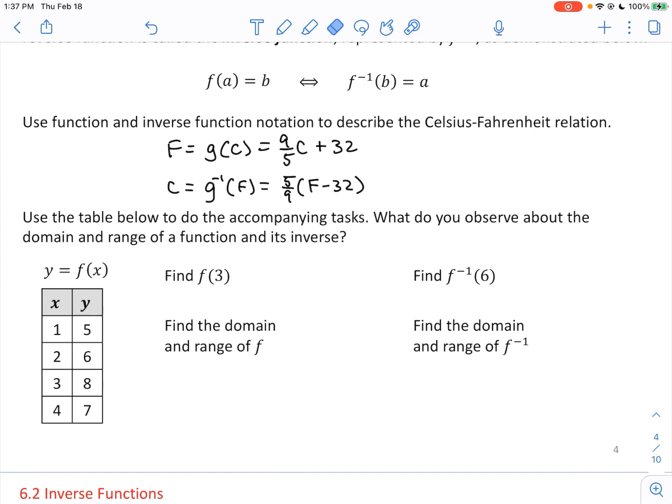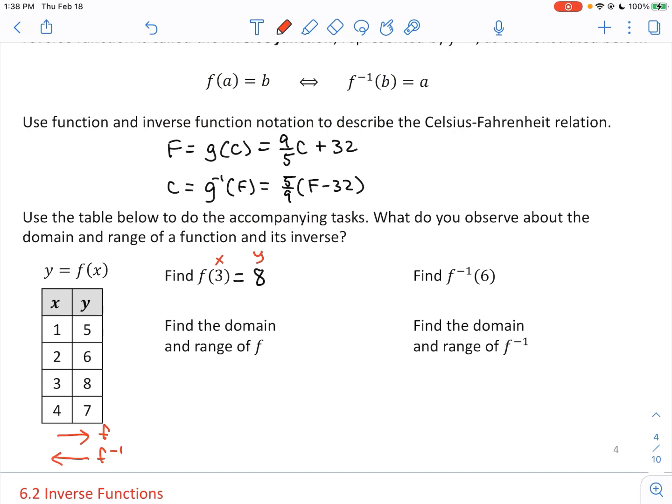Use the table below to do the accompanying tasks. What do you observe about the domain and range of a function and its inverse? Find f of 3. So in this table, y is equal to f of x. So this tells me that to go from x to y is f, but to go backwards will be f inverse. So when you see f of 3, this 3 should be interpreted as an x coordinate. So we want to use this row of data right here. f turns 3 into 8, and that 8 is a y coordinate.